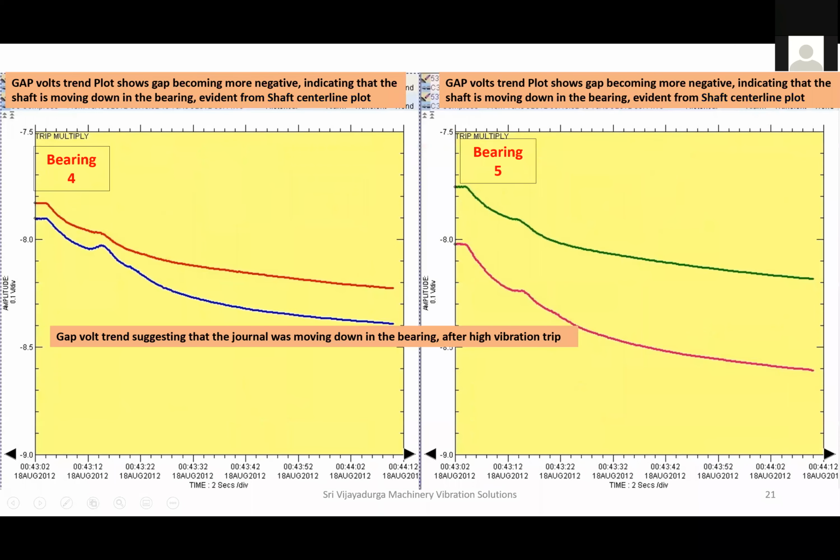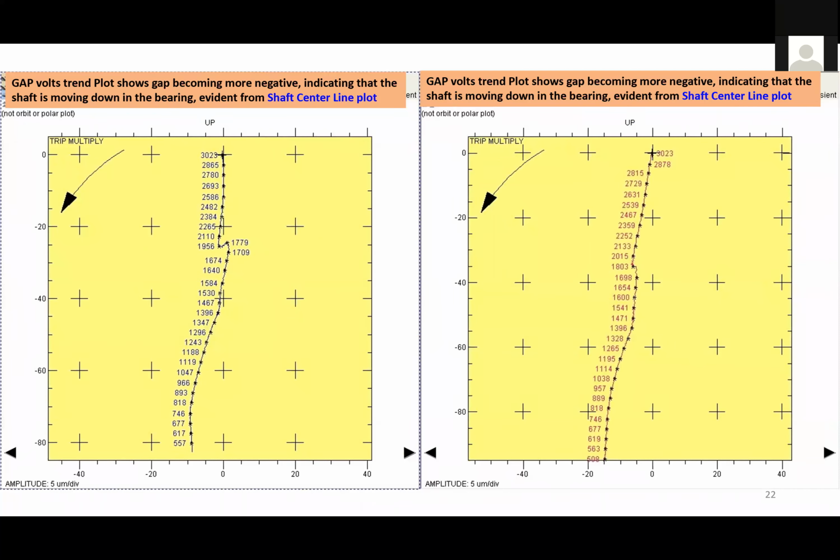And this is the shutdown. When the machine tripped, this is the shutdown, and this is a very normal coast down. You can see both the probes are becoming more negative, means the shaft is traveling down and going down to the bottom of the bearing there. So even this movement is also quite normal there. So this shaft centerline plot shows that this is a normal shutdown there. So these are tilting pad bearings. So the rotor has come down vertically down, and there's no abnormality here.